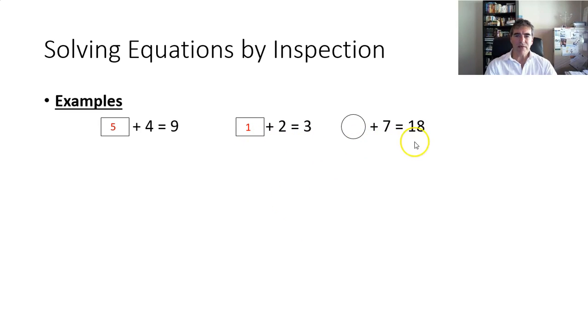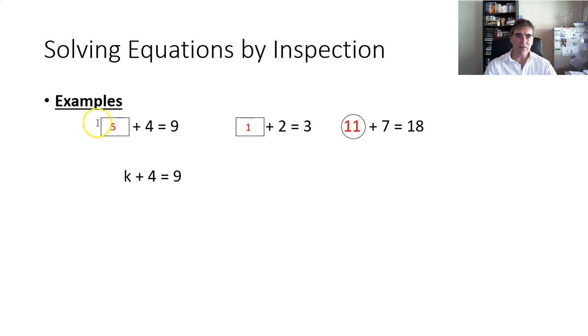Or something plus 7 equals 18. So getting a little bit harder. So something plus 7 equals 18, that would be 11. So that's what we're looking at by solving by inspection. So in primary school, you would have done some things like that. But in high school, we start to do things a little bit different and introduce some algebra.